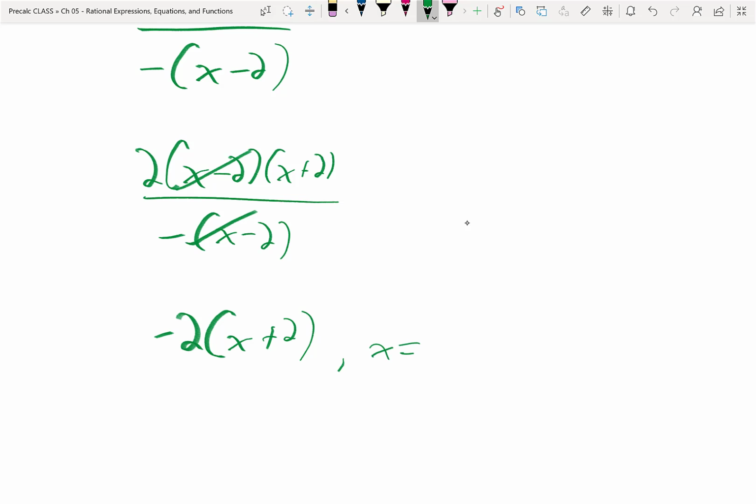What I would say from this is x is not equal to 2 because we canceled that 2 out.